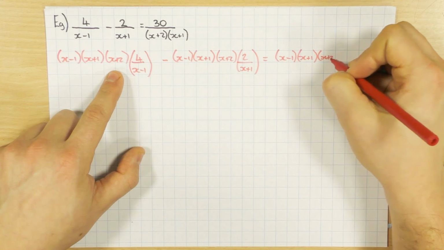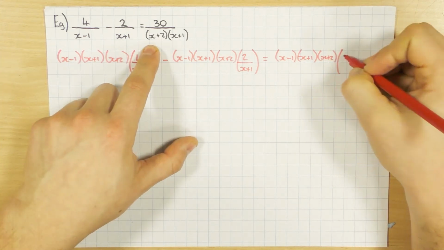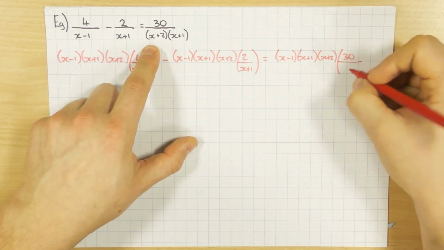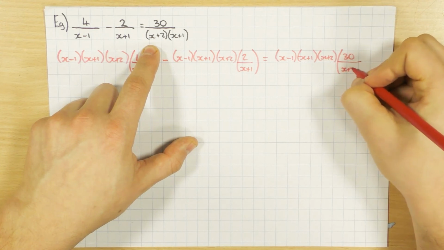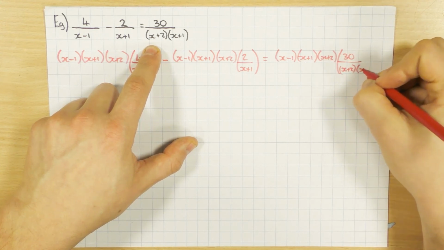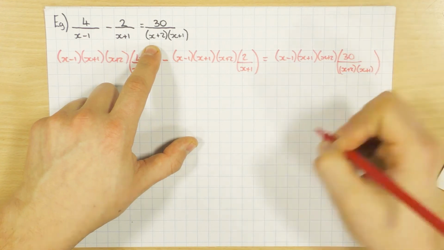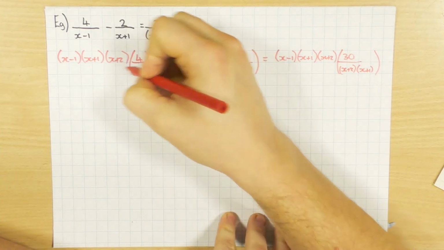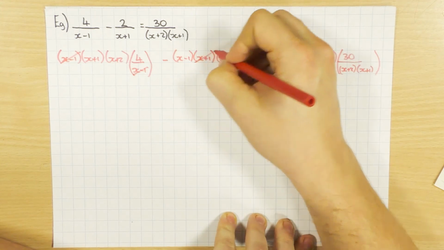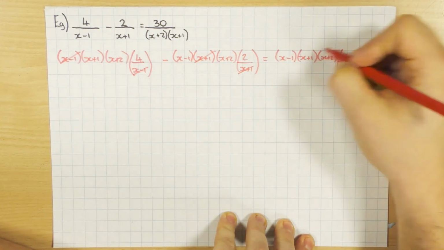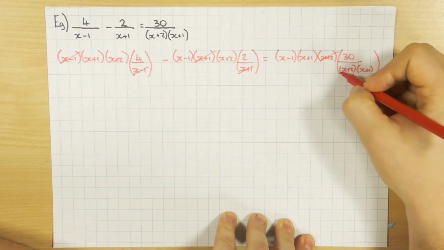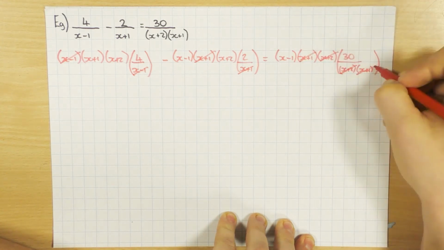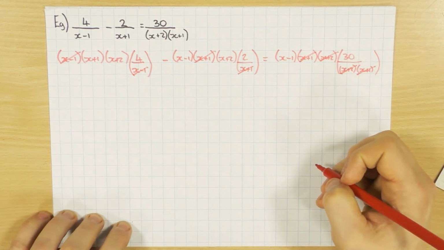And then by that. Looks horrible, but it's still exactly the same process. Okay, so what can we cancel? Well, x minus 1 with x minus 1, x plus 1 with x plus 1, and then this time we can cancel two things, x plus 2, x plus 2, x plus 1, x plus 1. So again, we just simplify it.